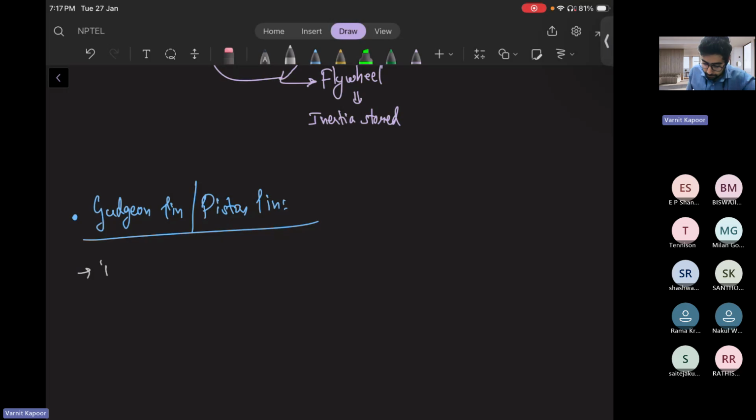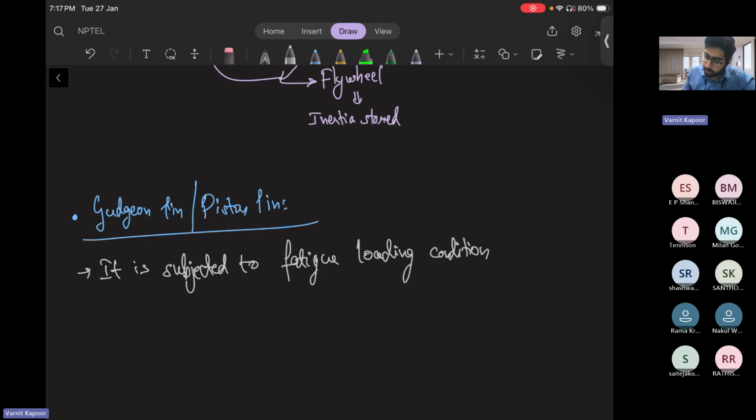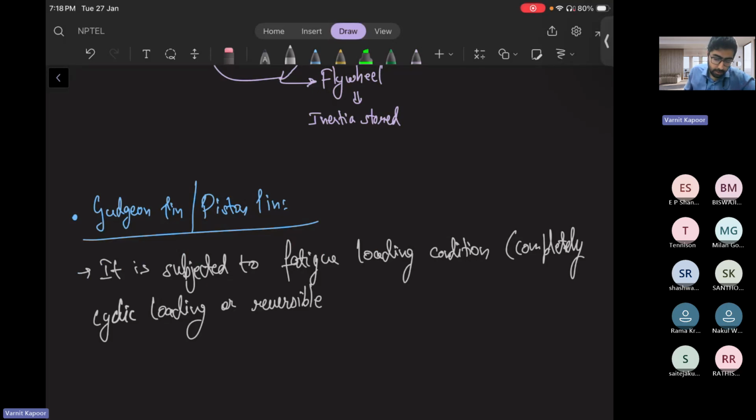It is subjected to fatigue loading conditions, that is nothing but completely cyclic loading or reversible, completely cyclic or reversible cyclic loading.